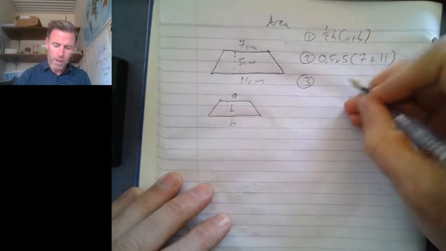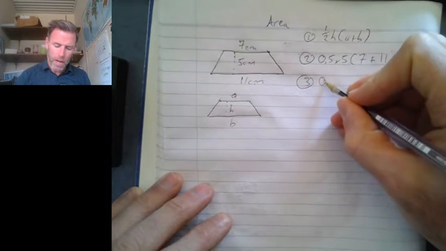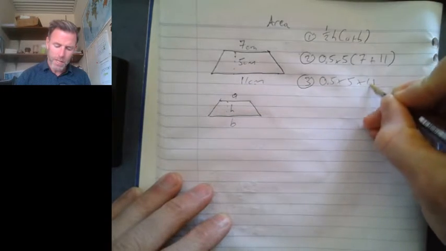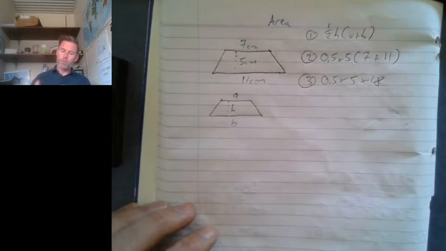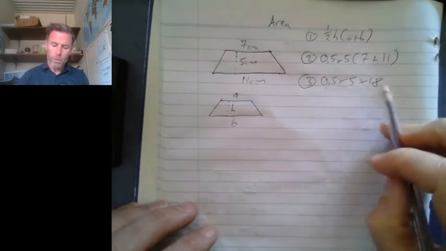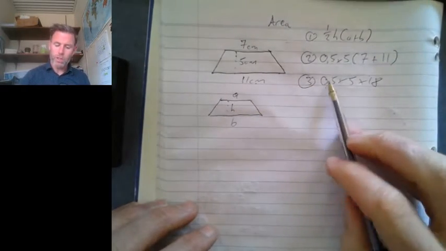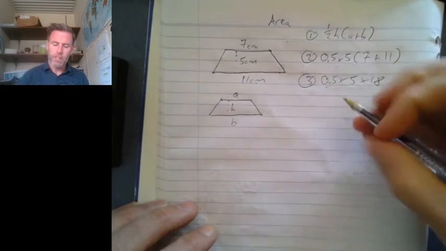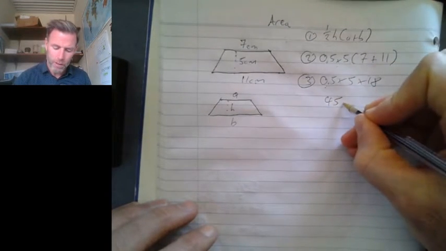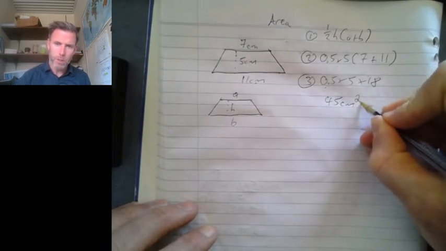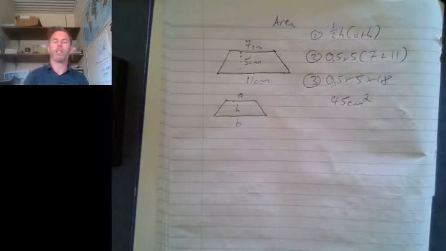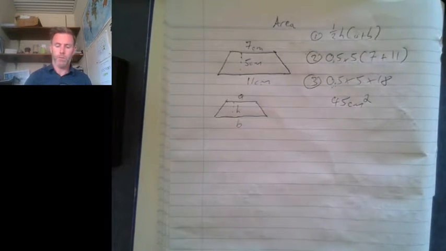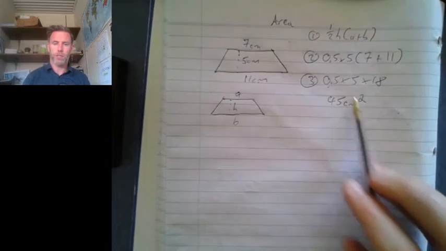So it's half times 5 times 18. You can use a calculator obviously here, but what I'm going to do is do it in my head. So half of 18 is 9. 5 nines is 45 centimeters, and because it's area, it's centimeters squared. So that was how to find the area of a trapezium. Obviously, if you want to use a calculator for this step here, feel completely free to do so.